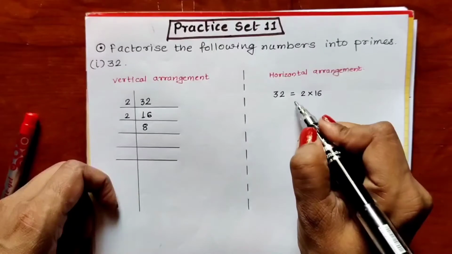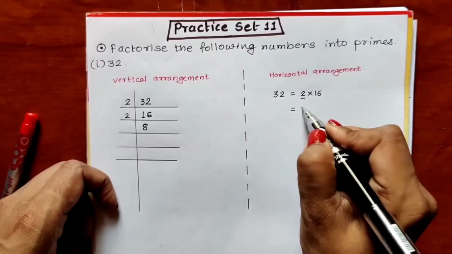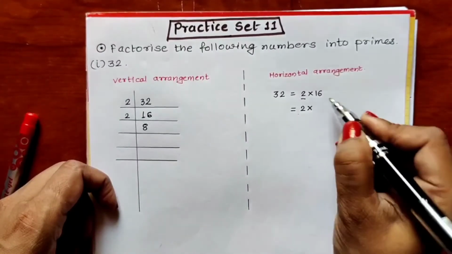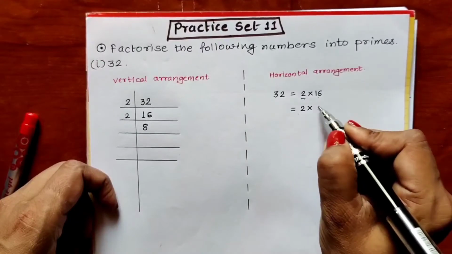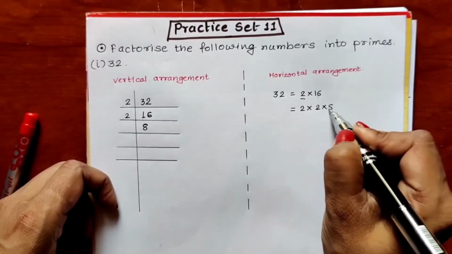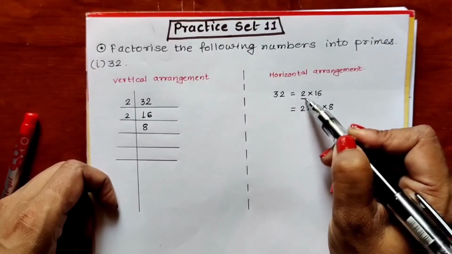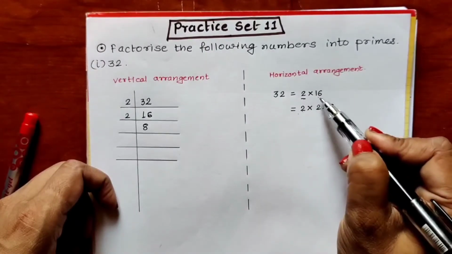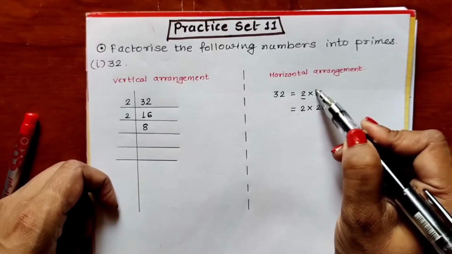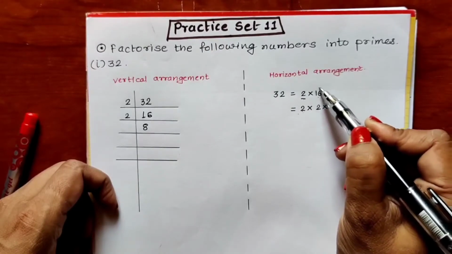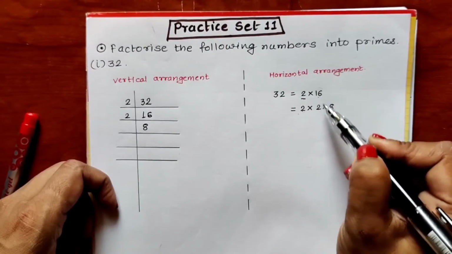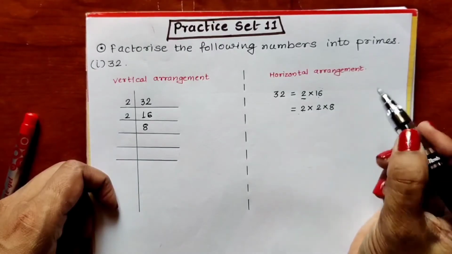For horizontal arrangement, we write this first 2 as it is, multiplied by factors of 16, which are 2 8s are 16. First 2 we have written as it is because this is a prime number. This cannot be factorized. And we have to find out the factors of 16 because it is not a prime number. It is a composite number. So factors of 16 are 2 8s are 16.